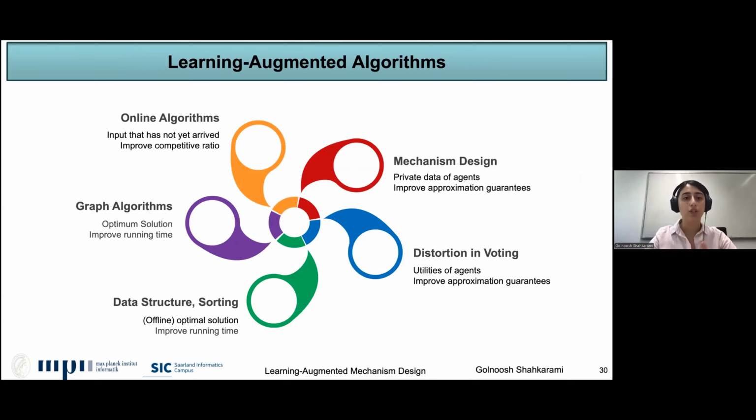Well, I told you about learning-augmented algorithms. We saw some examples of areas where we can actually use these predictions. And we saw an example in the mechanism design area, and I explained it through the facility location problem.